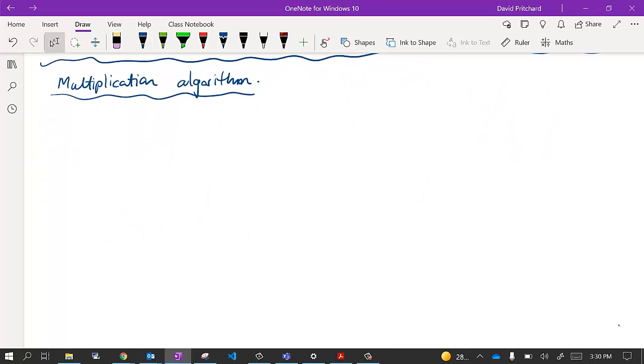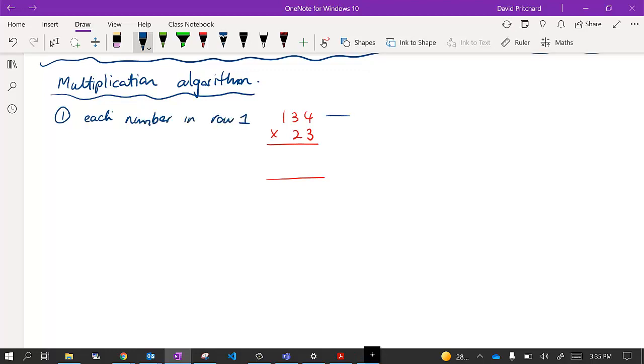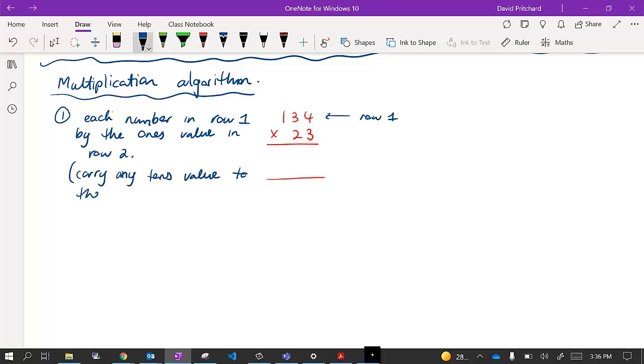Now, it's a little bit more complex than the addition-subtraction algorithms, and what I'll do is I'll set up a question over here to the right. So let's say 134 multiplied by 23, and we'll follow this through and we'll work it out. The first step in the multiplication algorithm is to multiply each number in row 1, so obviously this is row 1, by the ones value in row 2. Now there's a little bit of an extra here, and it is carry any tens value to the next column.